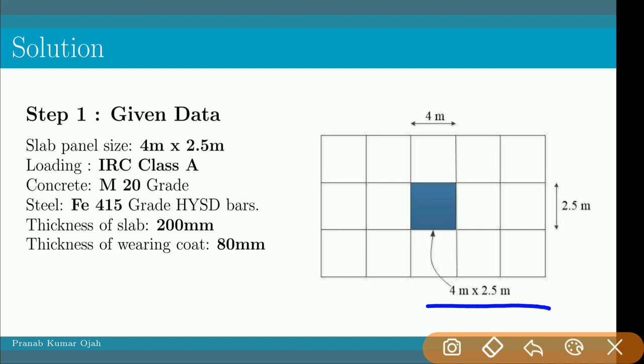So in the first step, I have written the given data as per the question. The loading IRC class A, then the material concrete and the steel, then the thickness of the slab and the thickness of the wearing coat, all of which are given in the design question.